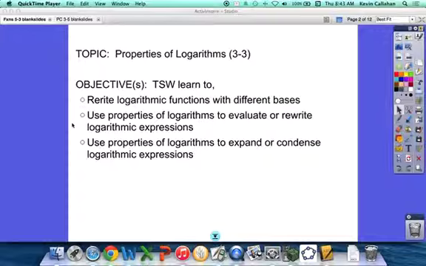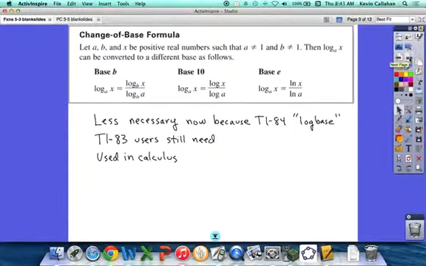And the very first one, maybe not quite so much a property of logarithms, but it's something that we can do with logarithms, which is called the change of base formula. And change of base used to be kind of important, because on your calculator, on a TI-83 or anything before that, you only had those two logarithms on the front of your calculator. So you could do log base 10 or you could do log base e, ln, but you couldn't do any other base.